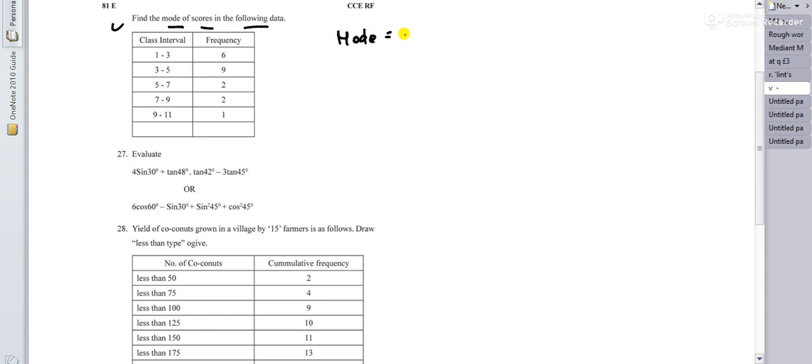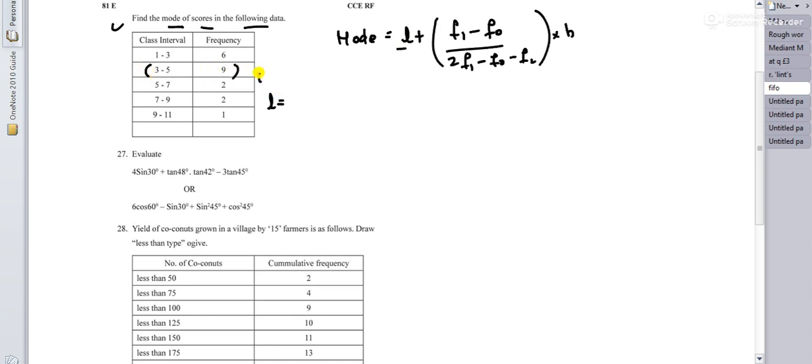Mode is equal to, what is the formula? L plus f1 minus f0 divided by 2 f1 minus f0 minus f2, into h. Now what is this L? L is the lower limit of the modal class, and the modal class is the one whose frequency is highest. So this is our modal class. You can write it here. The modal class is 3 to 5, and the lower limit is 3, so that becomes L.